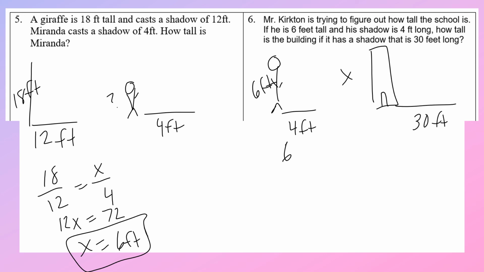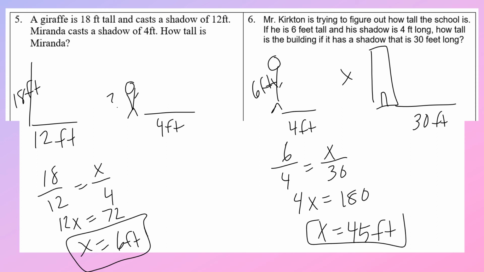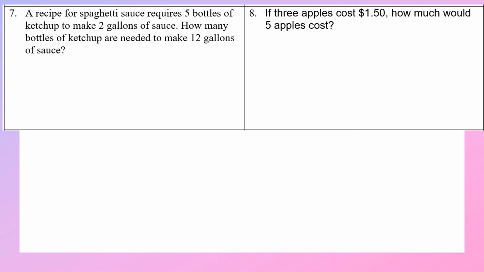Okay, so again, height over shadow, height over shadow. 4 times x is 4x, 6 times 30 is 180. If I divide both sides by 4, I get x equals 45 feet. Again, if you need to pause this, go ahead and do that. I'm going to run through these quick, so if I'm going too fast, just pause it.